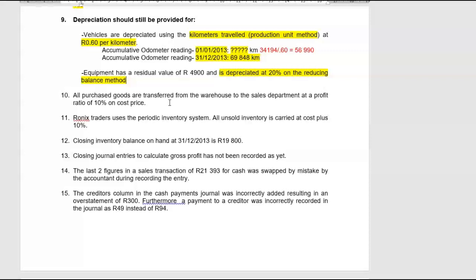Why not? Because that estimated residual value of 4,900 Rand is already built into this 20% that you see there. So if we would have deducted that once more, it would have meant that we're going to duplicate that estimated residual value in our calculations. So we've said that the reducing balance method or the diminishing balance method is the only method where we ignore the estimated residual value when we do the calculation because it's already been taken care of.